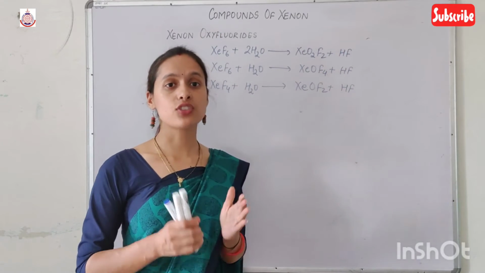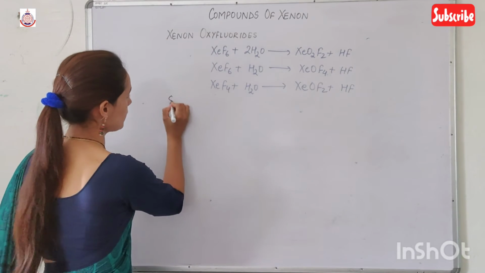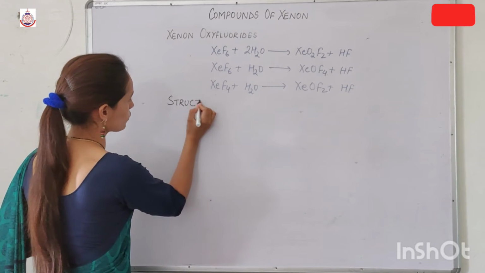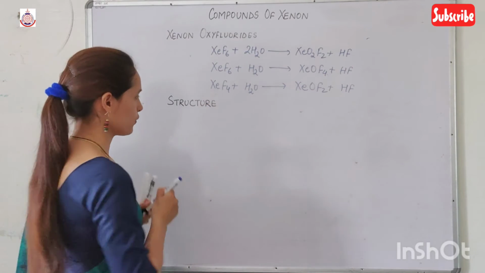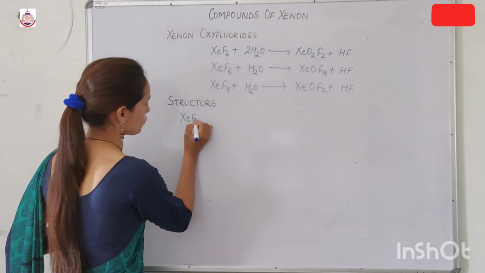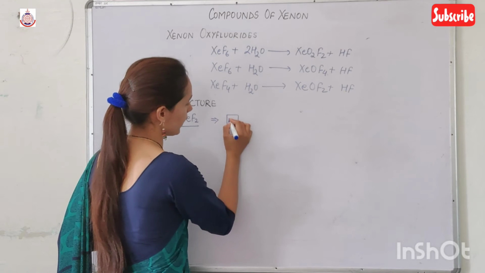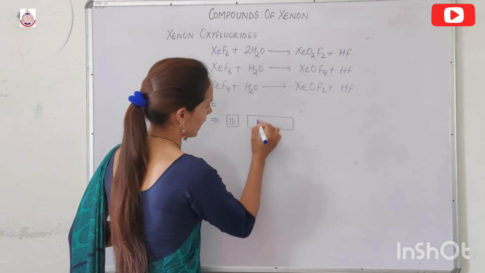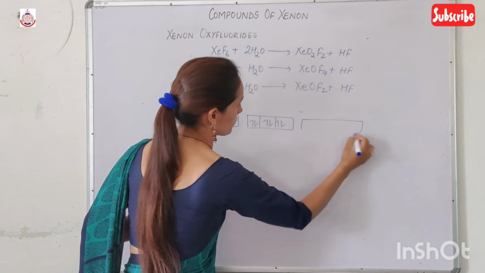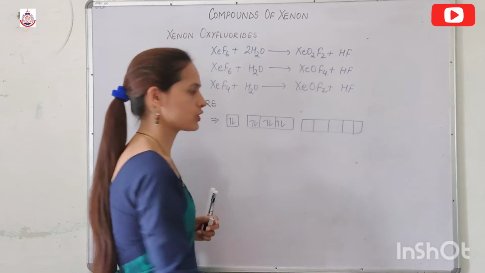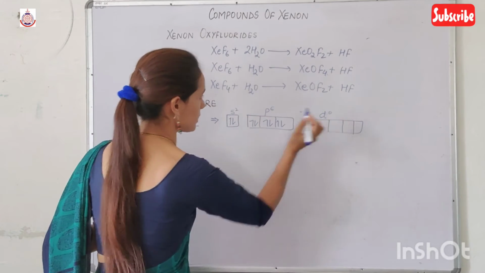Now we will study the structures of different compounds of xenon. We will start with the xenon fluorides. First is XeF2. Now the electronic configuration of Xe in the ground state is s2, p6 and d0. This is the ground state configuration of Xe.